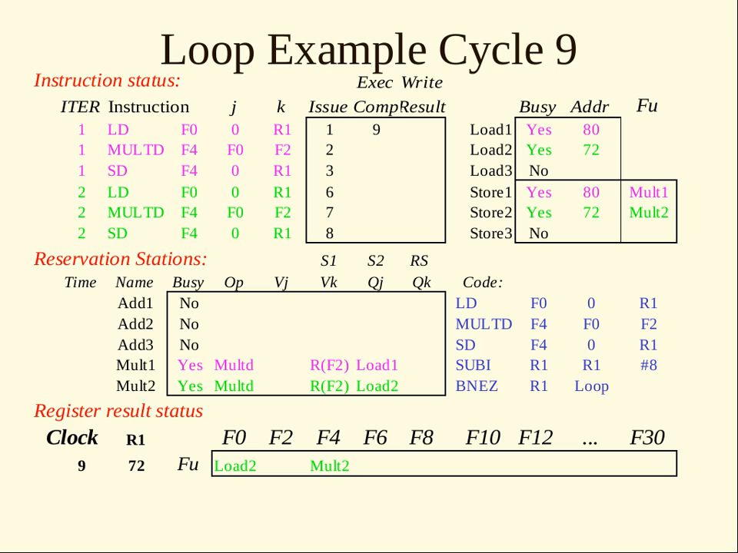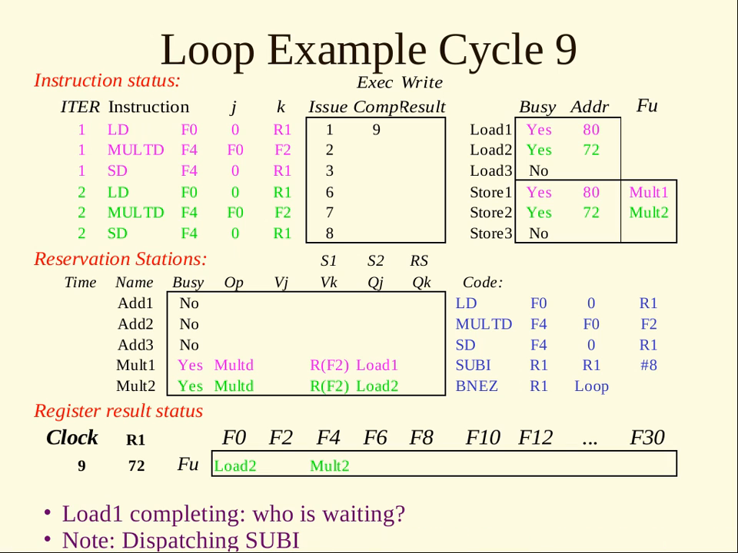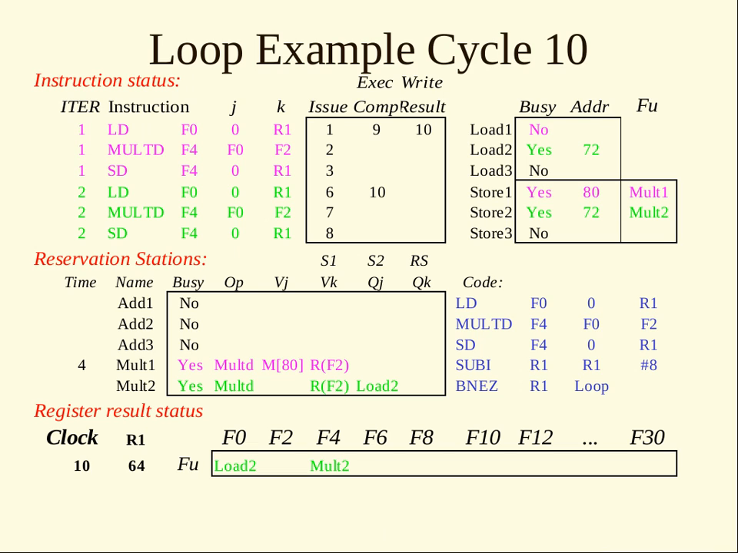The multiply is going to get it, won't it? Yeah, the multiply will get it. Who's waiting? Mult1. Note that it is technically dispatching sub I from the next loop iteration, which is fine. We're just not showing it. That would just take something up in here.